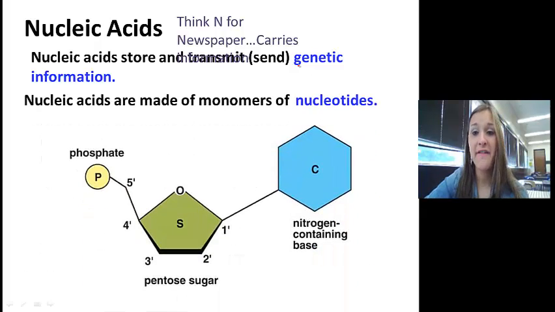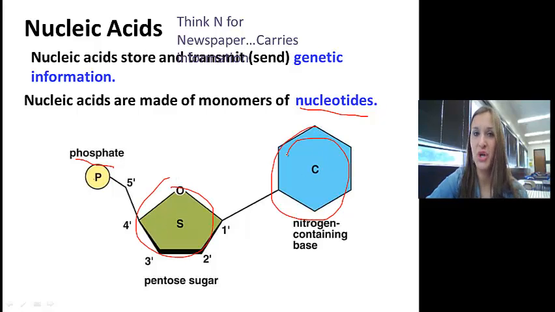Here we have DNA and the building block of DNA. Here are the building blocks, or monomers. They're called nucleotides. Nucleotides look like this, always. They're made up of a phosphate, a sugar, and a nitrogen-containing base. We're going to go into a lot more detail about this later on when we learn about DNA and RNA. But this is one building block, or one Lego.